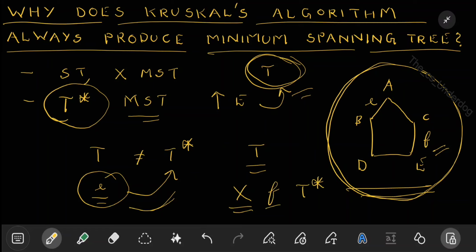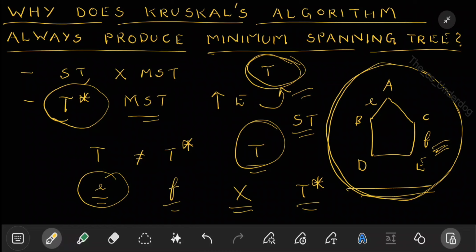If this F is not possible, that means all the edges that are present in this cycle are present in T, which means T must be having a cycle. But we know that T is a spanning tree, and because it is a spanning tree, T cannot have a cycle. Because T cannot have a cycle, there must exist an edge F which is part of this cycle, which is part of T star, but is not present in T. So at this point, there are two edges which are part of this cycle. One is E and the other is F, and E is part of T and F is part of T star.